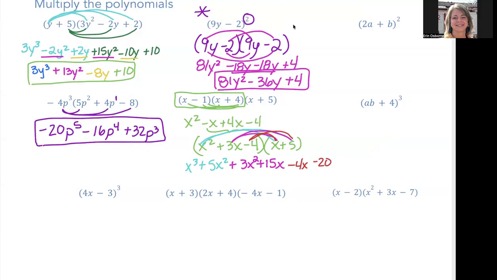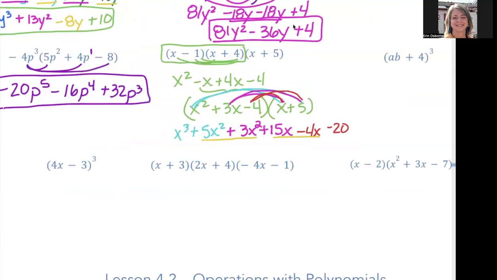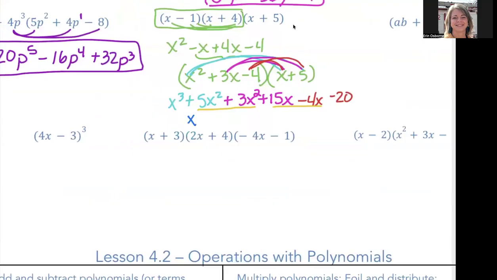It won't always work out this nice, but you can see that your like terms ended up side by side this time. And so it's already in what we call descending order and should be easy to combine your like terms. Leave x cubed in front. Now you'll have plus 8x squared plus 11x minus 20.